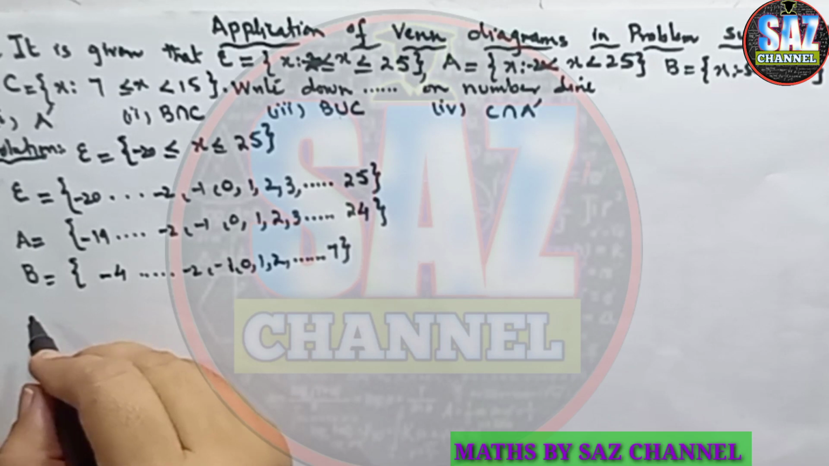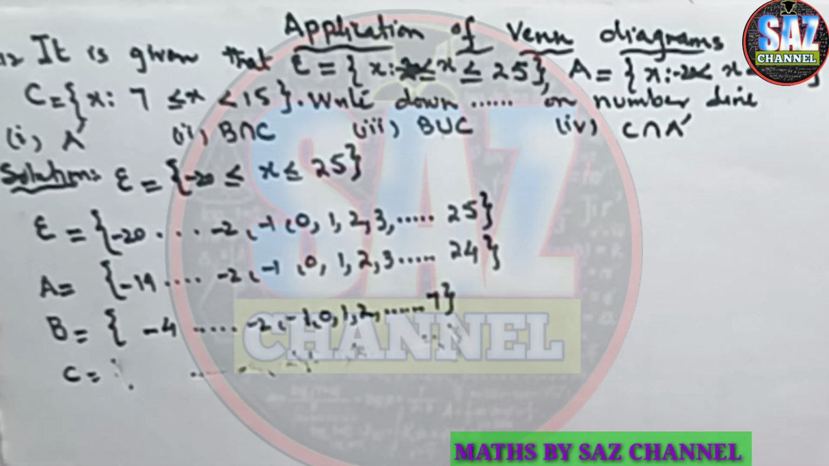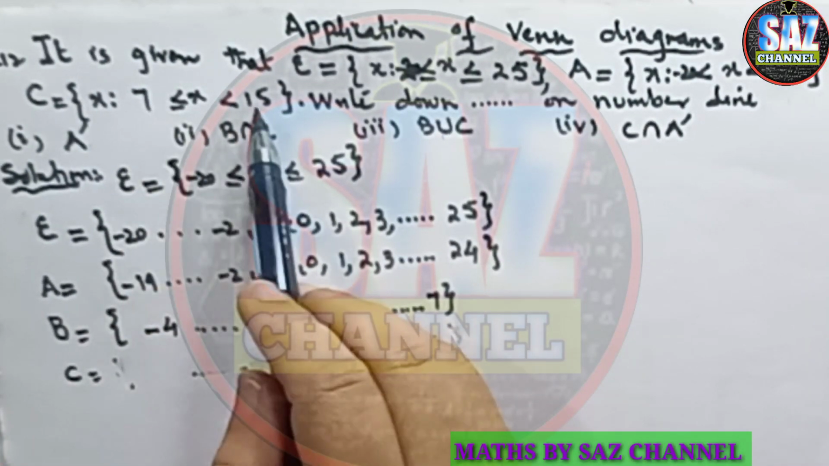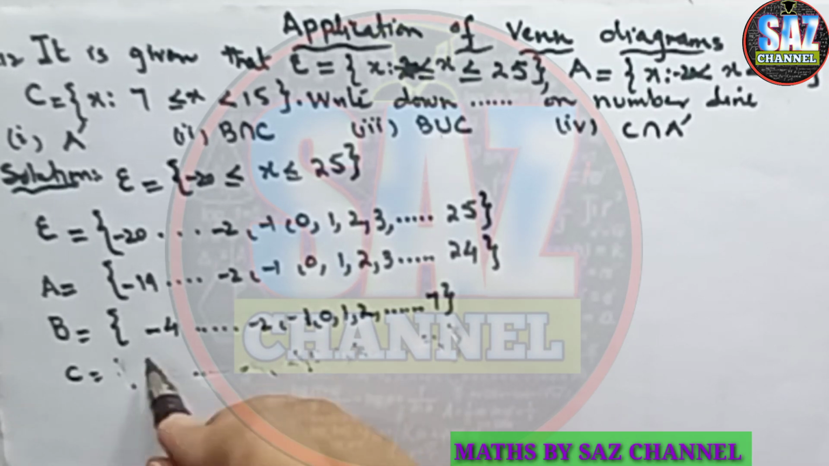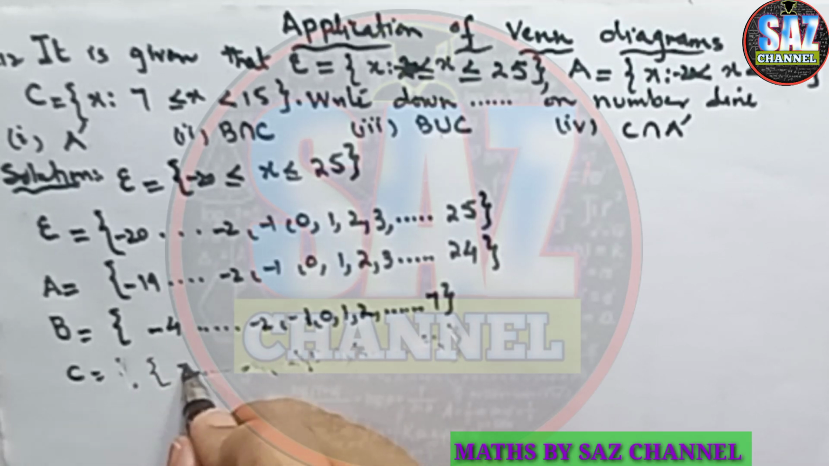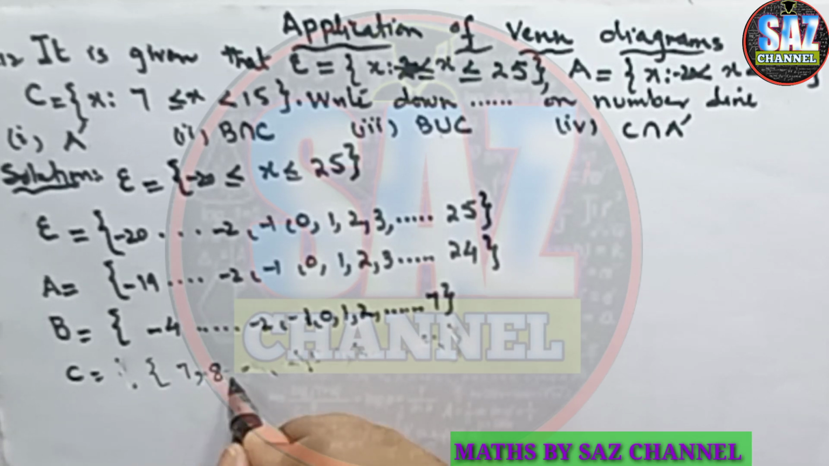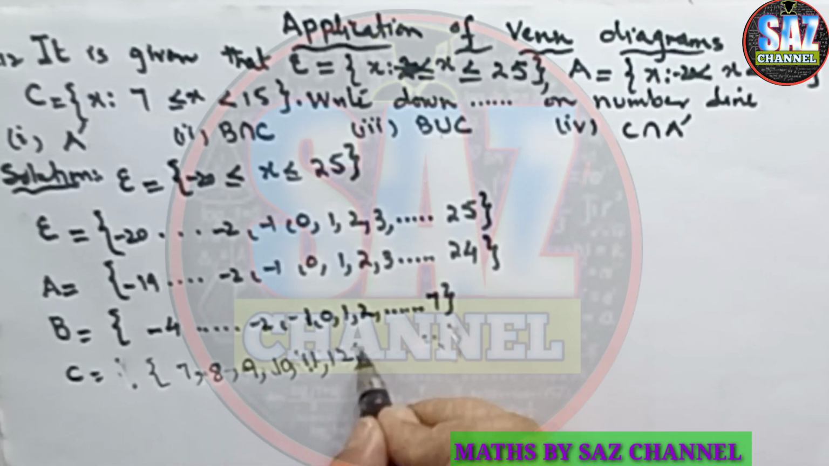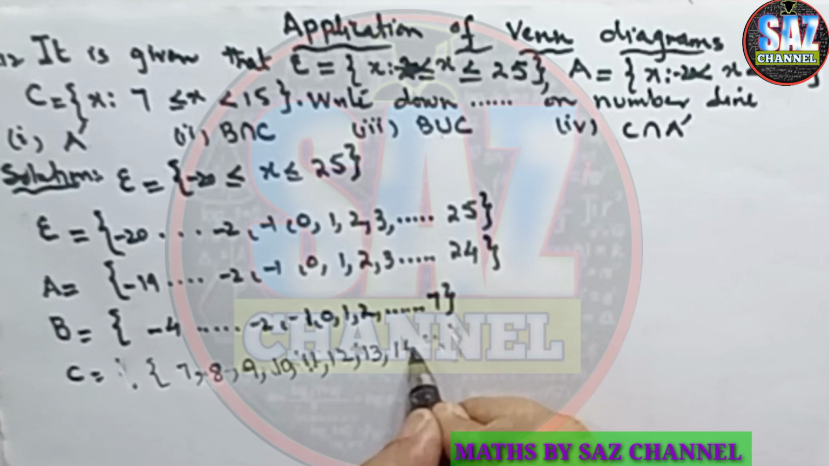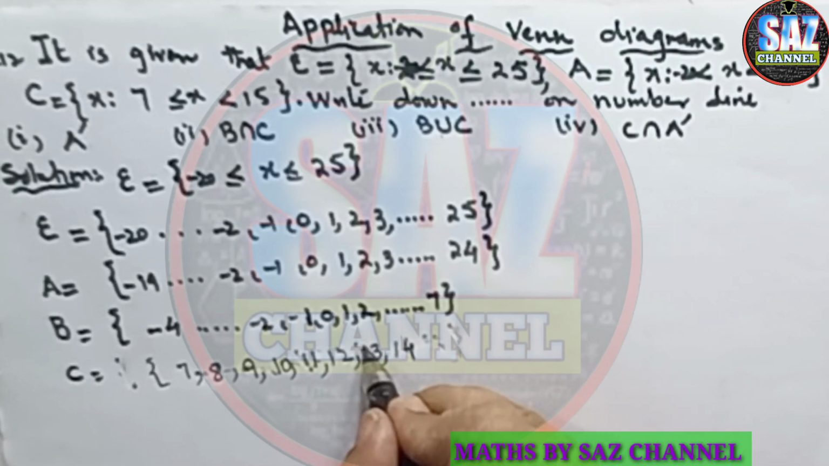And coming to set C. Set C has the elements x lies between 7 and 15. So we will write, set C will begin with 7, 8, 9, 10, 11, 12, 13, 14, and 14 will be the last element because 15 is not included.